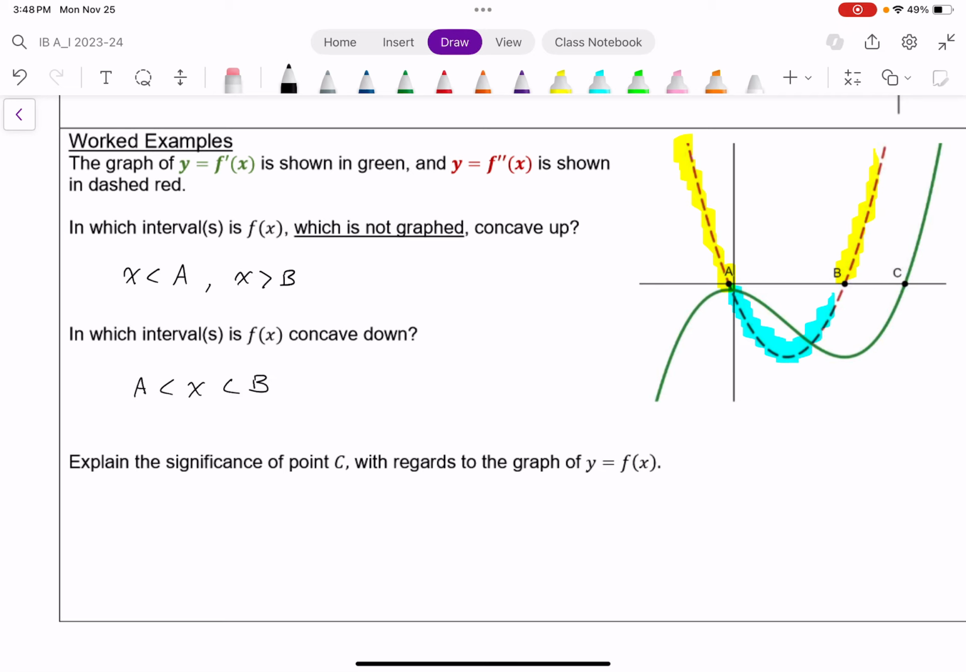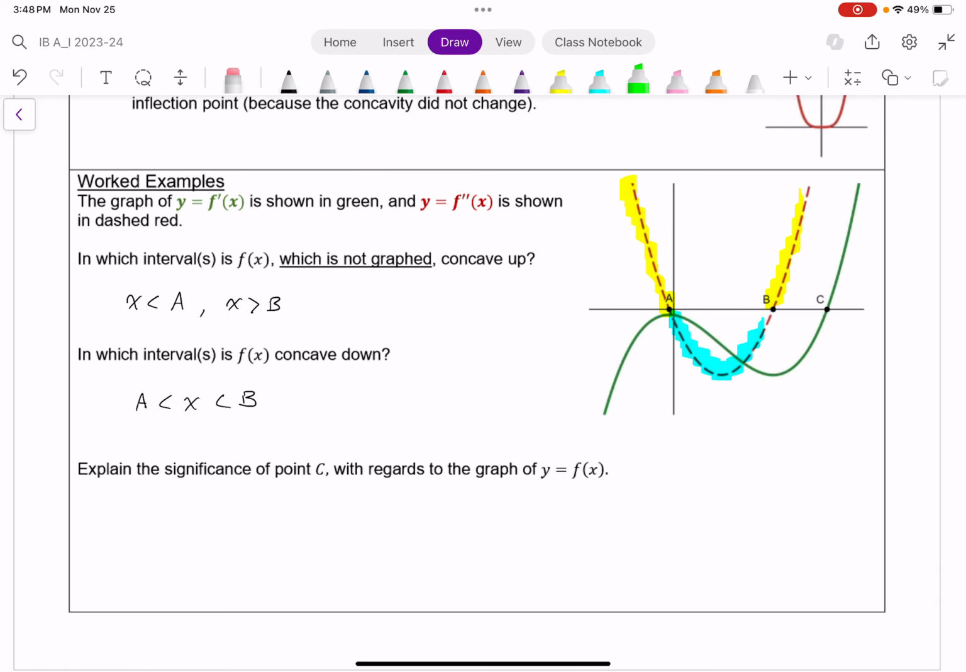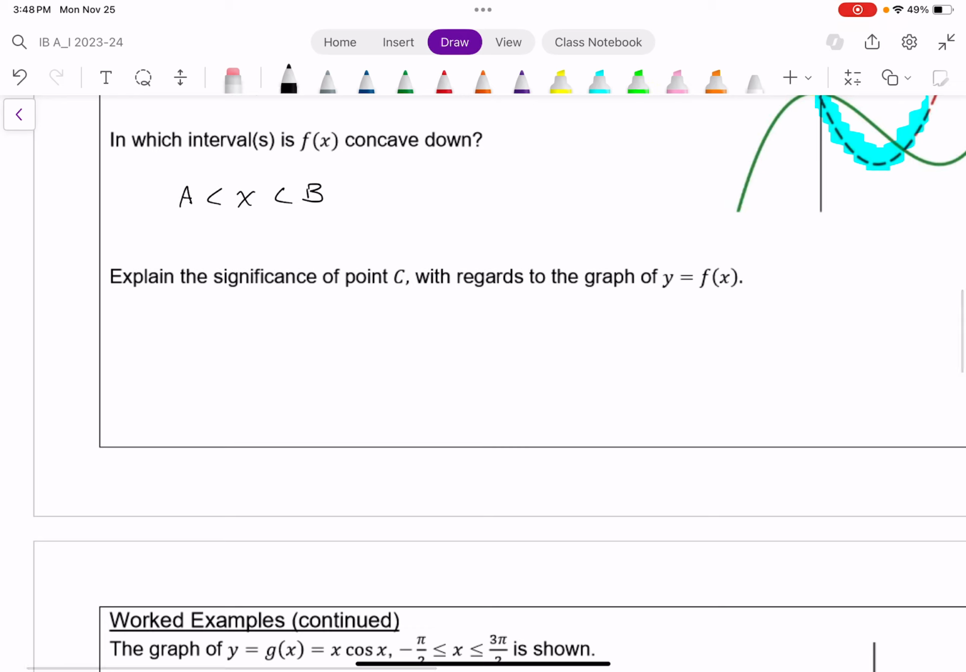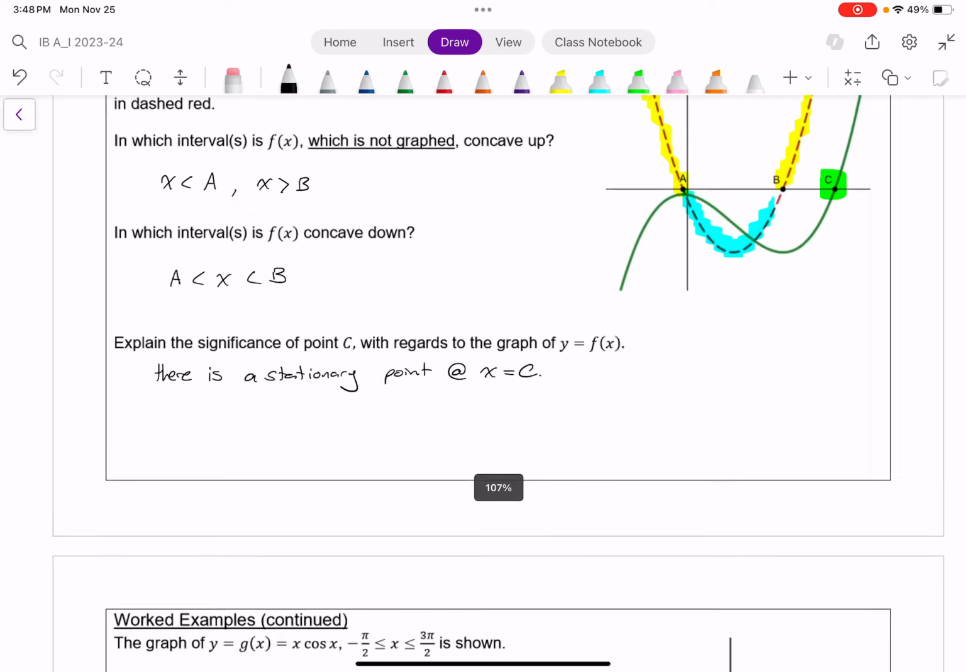That said, last is what's the significance of point C with regards to the graph? So point C, there's actually a few things we can say about this. Point C first is where the first derivative equals 0. That means this must be a stationary point. So I know that there is a stationary point where x equals c.